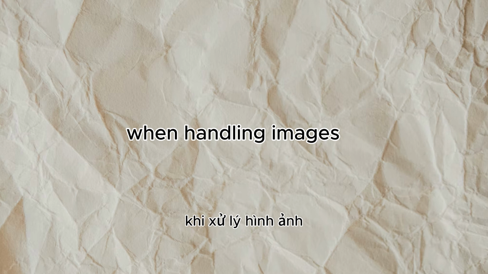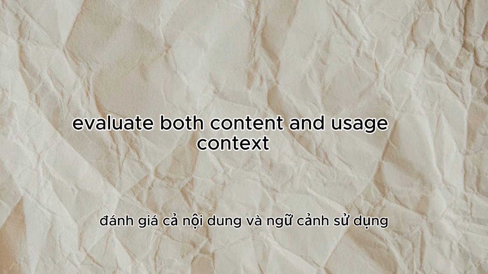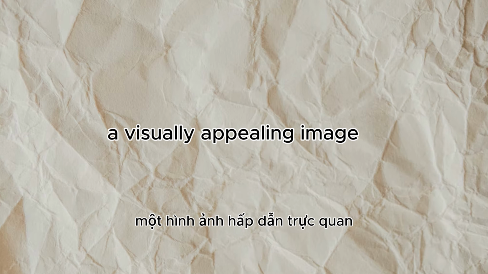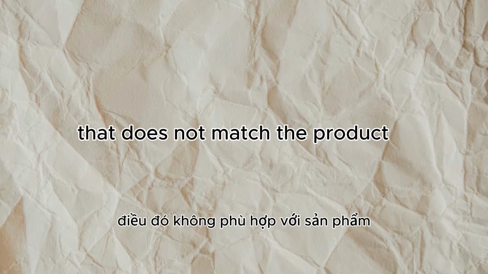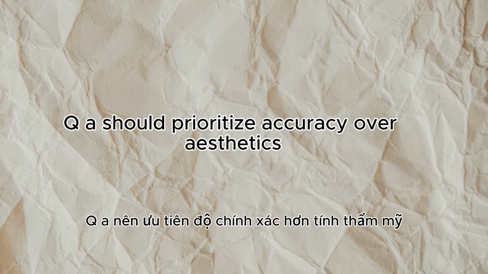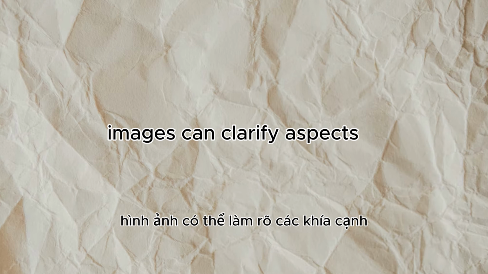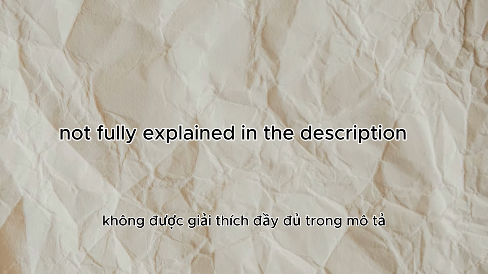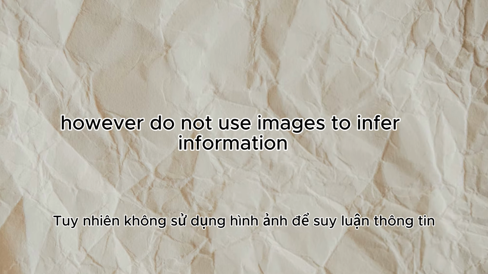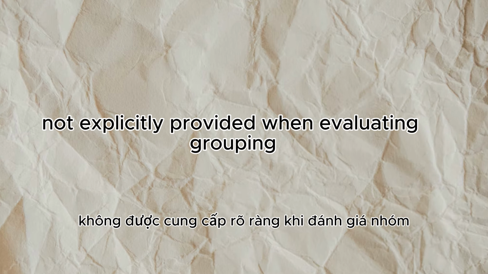When handling images, evaluate both content and usage context. A visually appealing image that does not match the product is still a critical issue. QA should prioritize accuracy over aesthetics. Also check whether images effectively support product information. For example, detail images can clarify aspects not fully explained in the description. However, do not use images to infer information not explicitly provided.